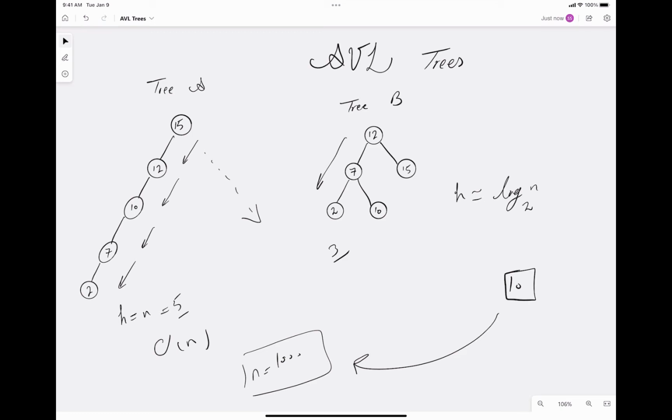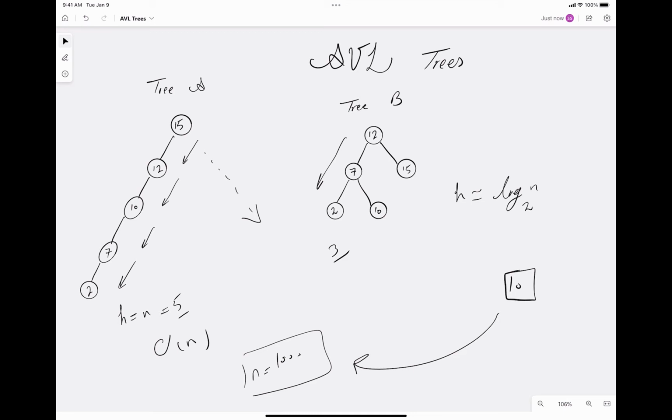If you look at the node 15 on tree A, the height from the right side is 0, and the height from the left side is 5. So for sure, the node 15 is not balanced. Same thing for the nodes 12 and 10; these nodes are not balanced, although the nodes 7 and 2 are balanced, because the difference between the heights of the right side and left side is 0 for the node 2, and 1 for the node 7.